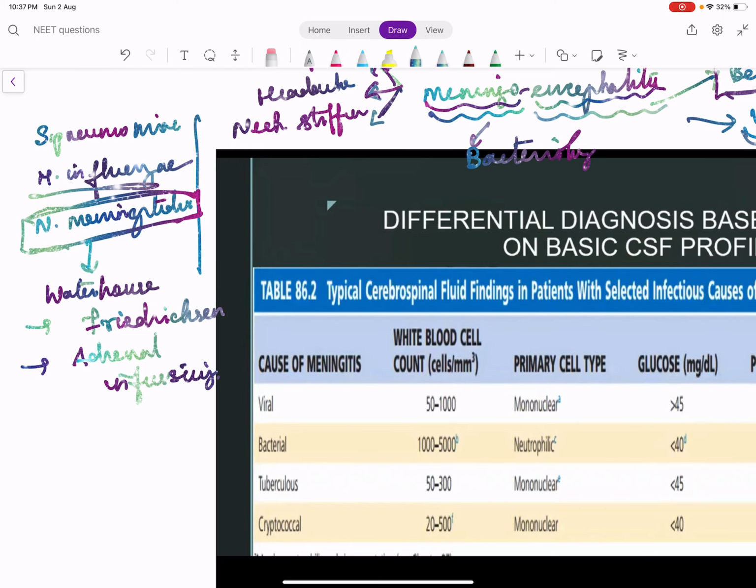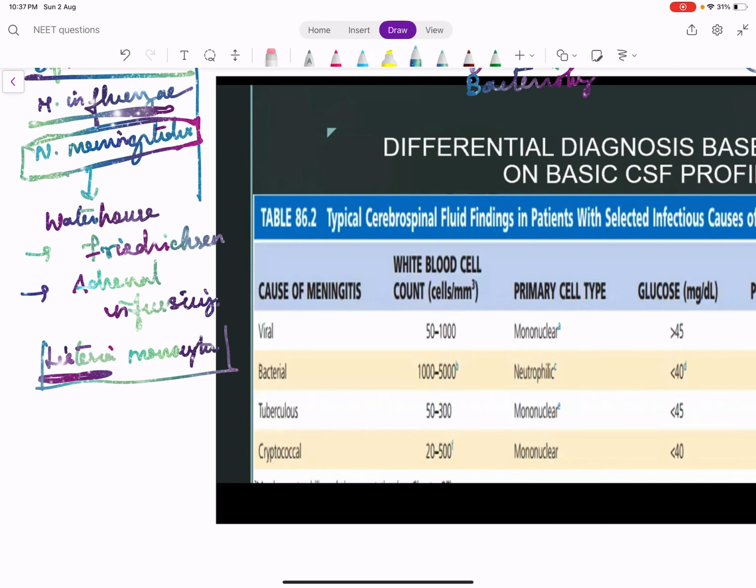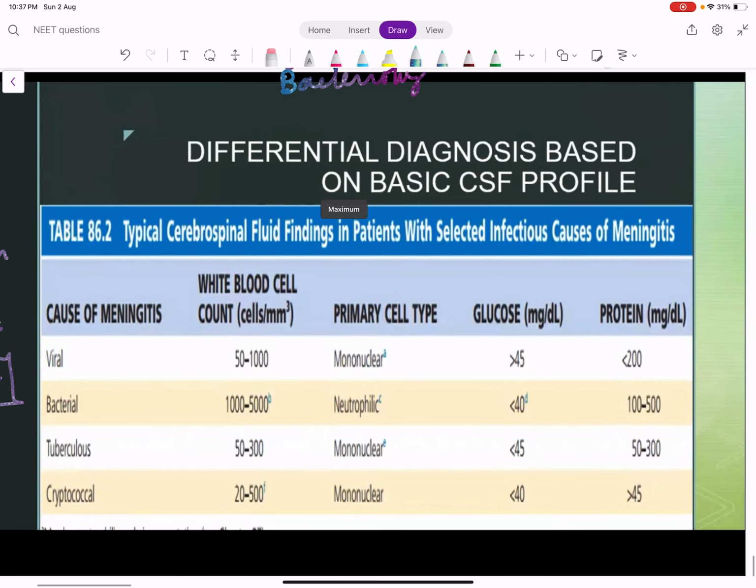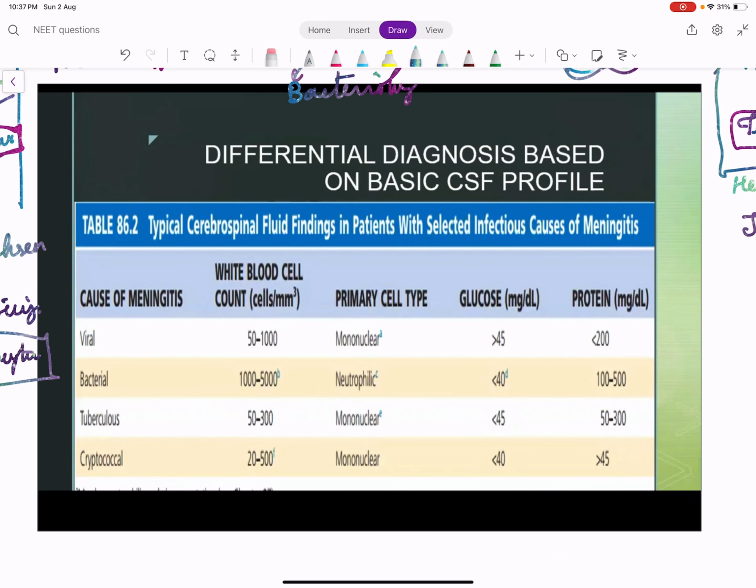H influenzae usually occurs in the 1 to 3 years of age group. Streptococcus pneumoniae usually occurs in adult age group. We have something called as Listeria monocytogenes. Listeria monocytogenes typically causes meningitis beyond 50 years of age. So try to remember the organisms. Even if you don't remember the organisms, this is very important: how to differentiate between viral meningitis, bacterial meningitis, TB meningitis and cryptococcal fungal meningitis.